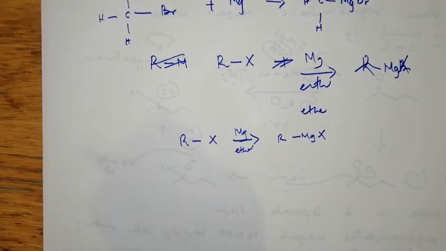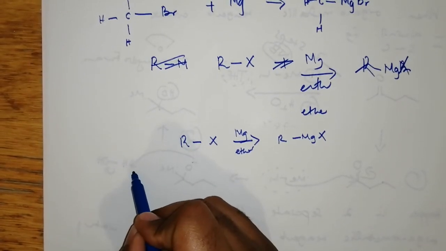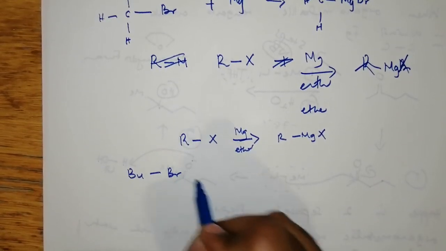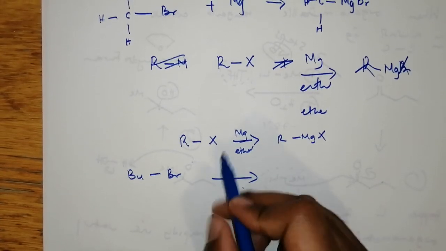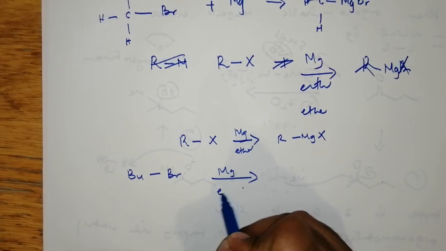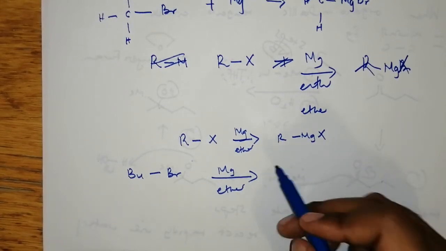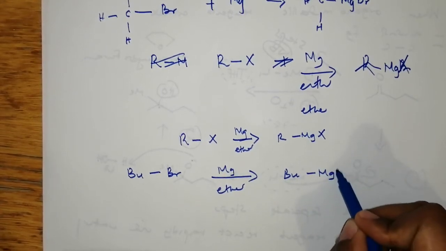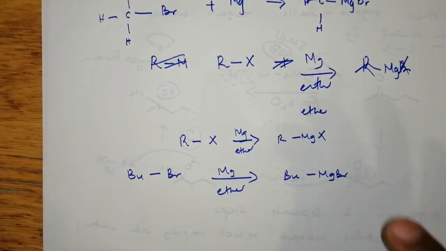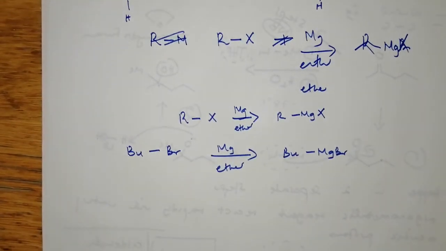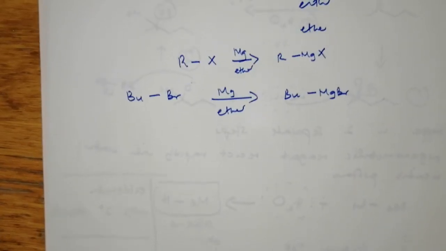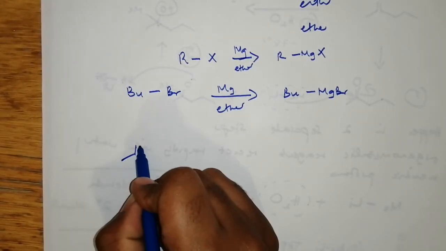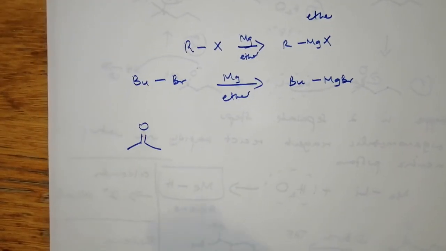Okay, so this is the thing, guys. This is what happens. If you had, let's say, BuBr, and we are now forming a Grignard reagent, this is going to be BuMgBr. So this is your Grignard reagent. Maybe that's an example there, but you're going to appreciate these later, guys, as we do more of these.